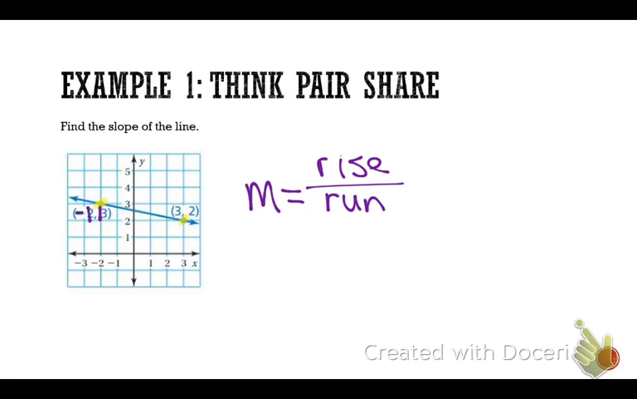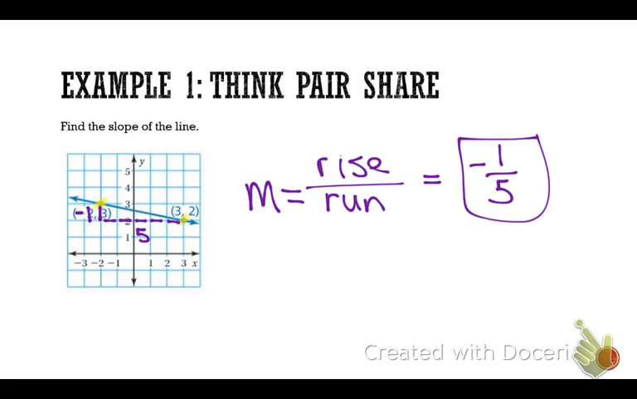And how many am I running to get to that next point? 5. 1, 2, 3, 4, 5. So it's -1/5. Okay, so it's -1/5. All right. Now, guys, this is a totally new concept, so just hang in there and we'll get through it. Okay. All right.